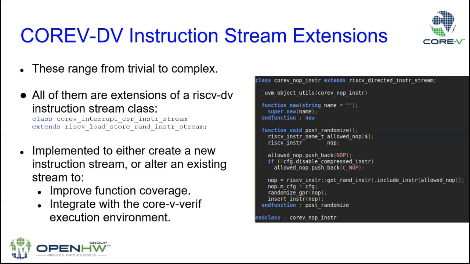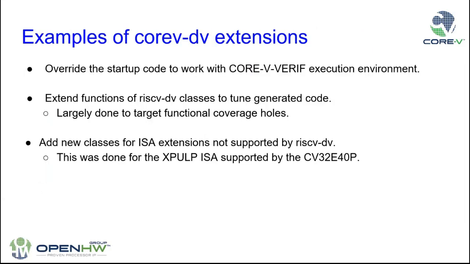Next slide. I'll go through this quickly. There are some really great examples of core5dv extensions. The biggest one is to overload that setup code that I was talking about to make it run with our execution environment as opposed to the default undocumented execution environment in riscv-dv. We've also got support for core5 specific instruction sets. Next slide.